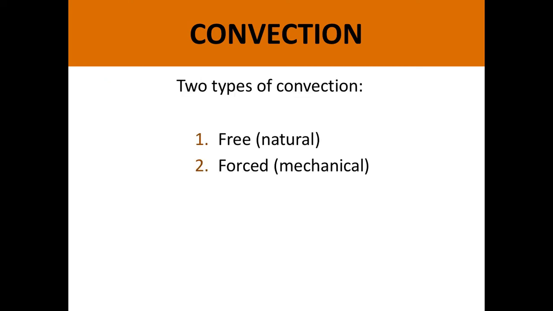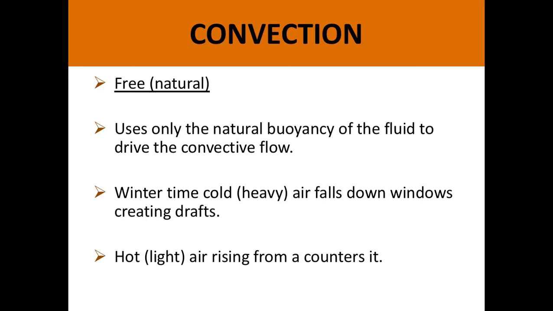There's two types of convection. So we have free and forced. Free is natural convection. We all know heat rises because the molecules are more active and they're going to rise. Forced would be taking the blower motor or pump in our furnace or boiler and forcing fluid or air to move around. So free natural convection uses the natural buoyancy of the fluid to drive the convective flow.